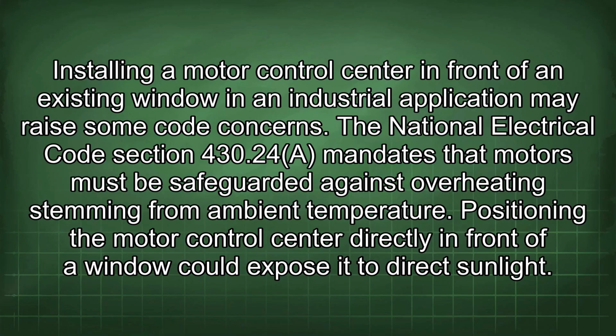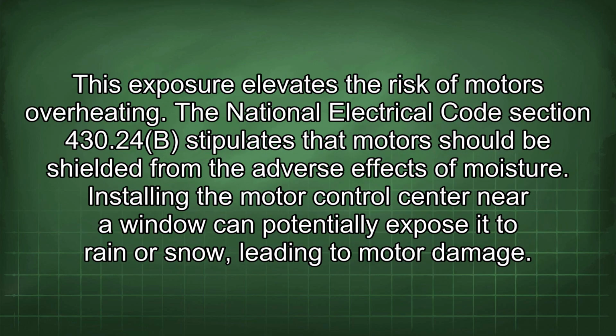Installing a motor control center in front of an existing window in an industrial application may raise some code concerns. The National Electrical Code Section 430.24 mandates that motors must be safeguarded against overheating stemming from ambient temperature. Positioning the motor control center directly in front of a window could expose it to direct sunlight. This exposure elevates the risk of motors overheating.